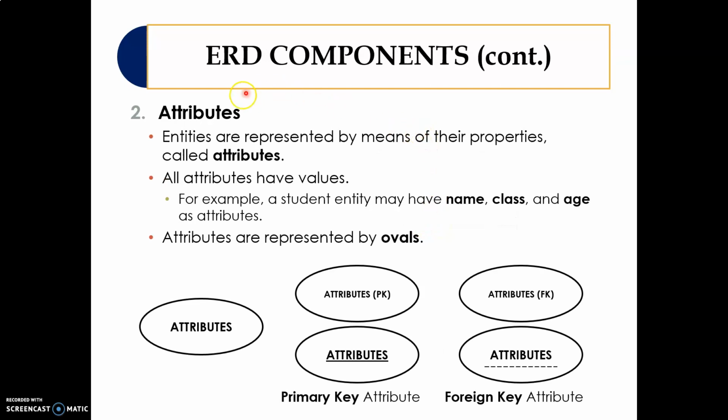The second component of the ERD is the attributes. Entities are represented by means of their properties. We call these attributes. Basically, all attributes have values. For example, a student entity may have name, class, and age as its attributes. They are represented by ovals.